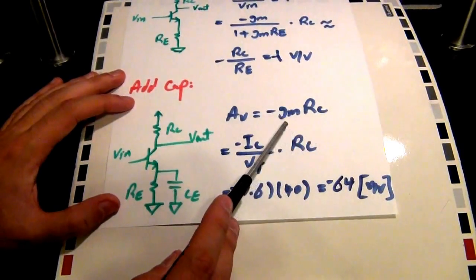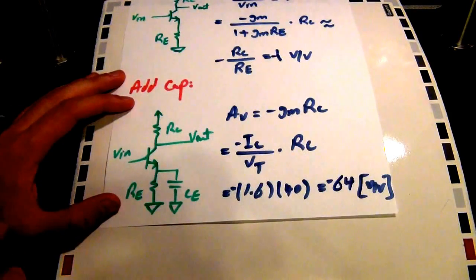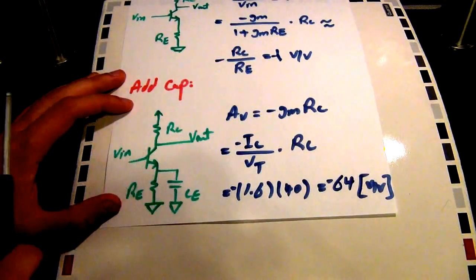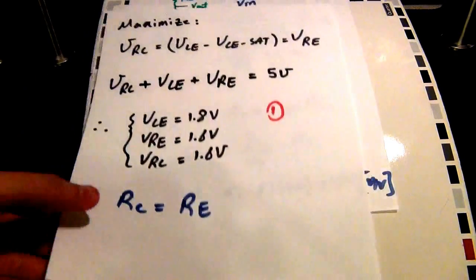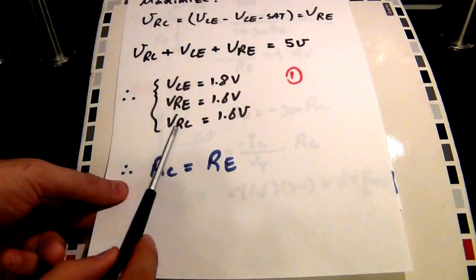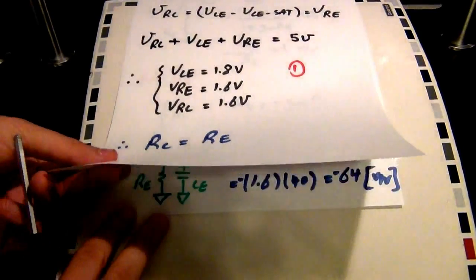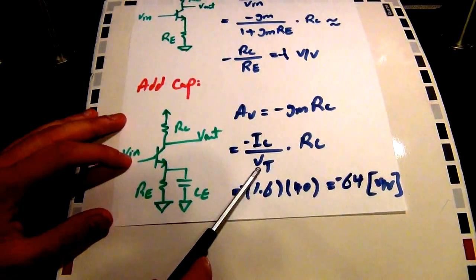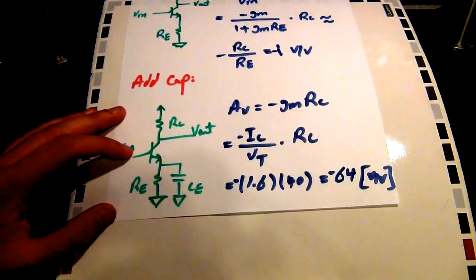We also know that GM is IC over VT. So if I write the whole thing out, I get minus IC over VT times RC. But guess what? The product of IC and RC is just the voltage across RC. From a previous equation, when we were talking about our linearity, we already calculated what the voltage across the resistor in the collector should be. The voltage across it should be 1.6 volts. That's the product of IC times RC. So I already know what that is. I can set the product of these two equal to 1.6, and VT is 25 millivolts at room temperature, which means 1 over 25 millivolts is 40. So 1.6 times 40 is minus 64 volts per volt.